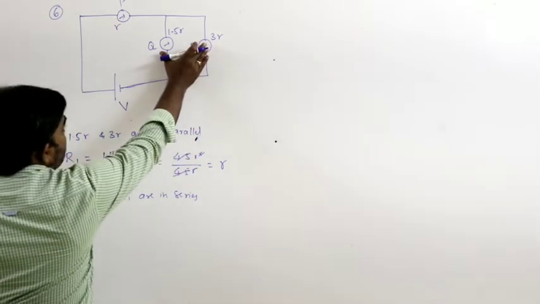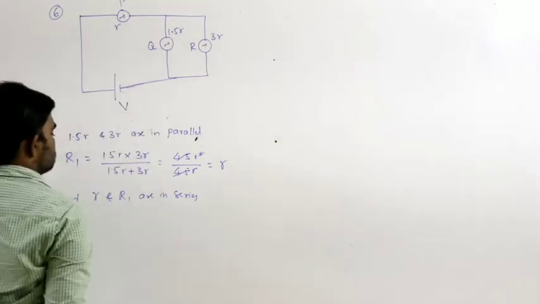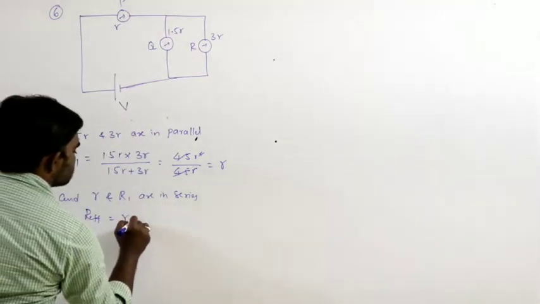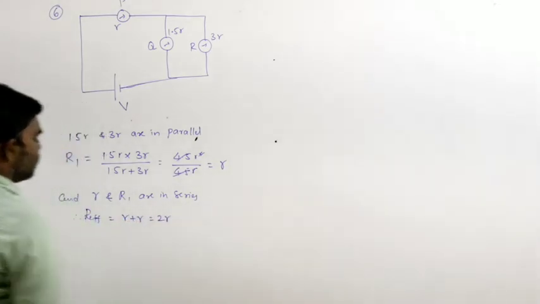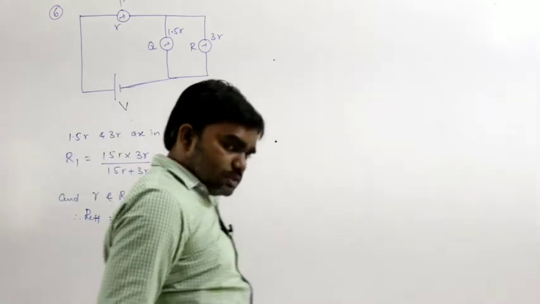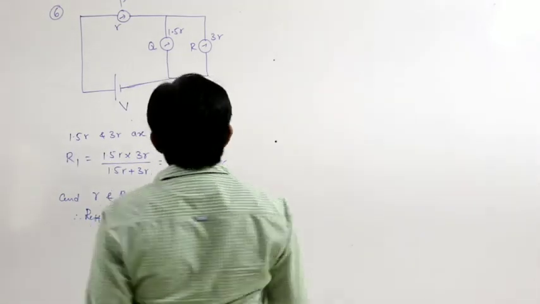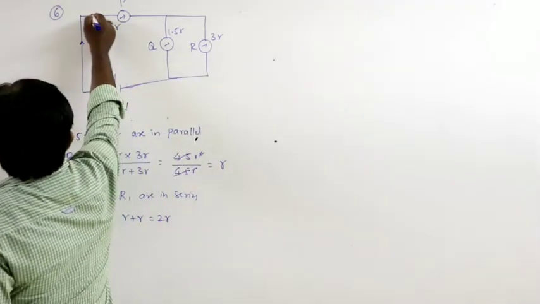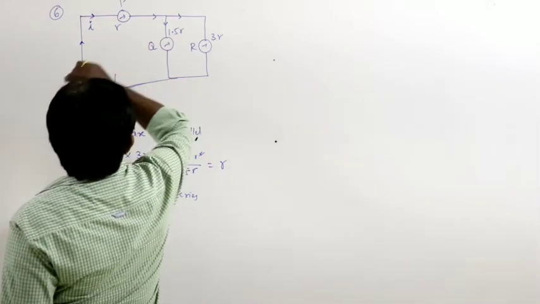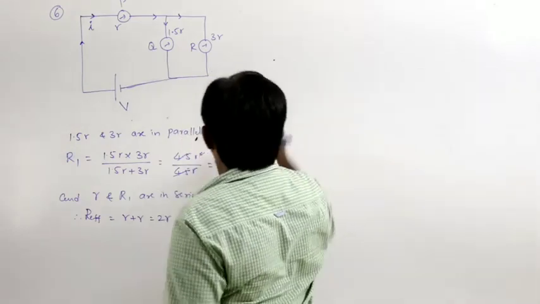This combination is in parallel and then it is connected in series. Therefore, the effective resistance of the combination is R plus R, that is equal to 2R. Then the total current I passes through this one, and here the current divides.